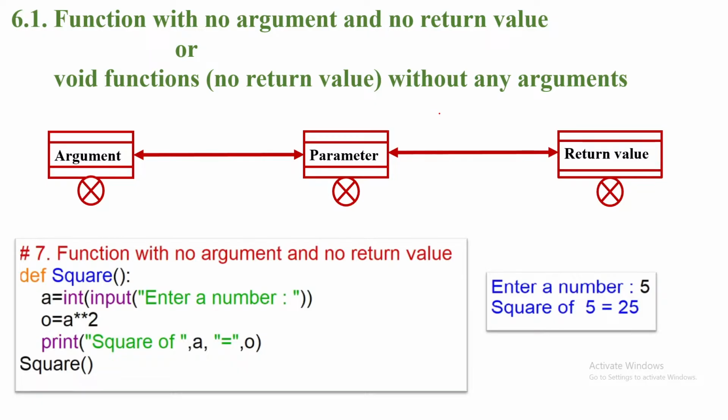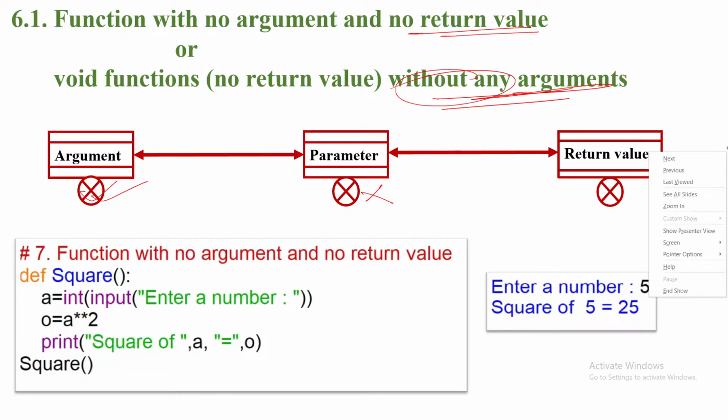Now see, functions with no argument and no return value. No return value, that is what? Void function, right? So void functions without any argument. Without any argument means no argument. We are not passing any argument, not receiving any arguments, and not returning any value. This much you remember here: no argument, no parameter, no return value.